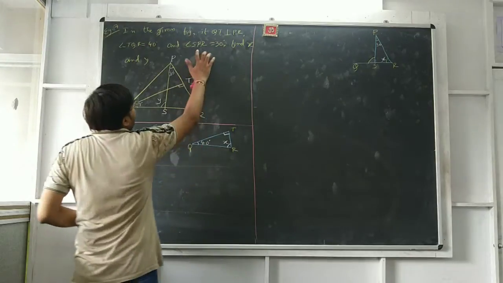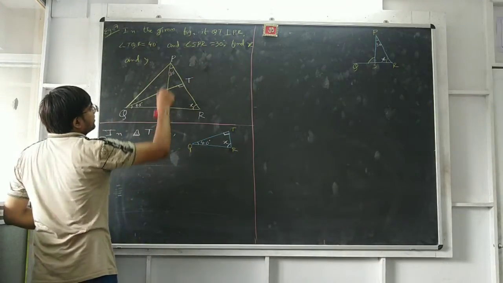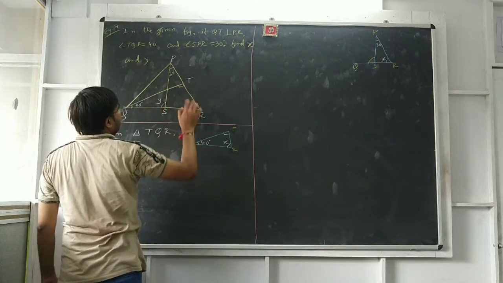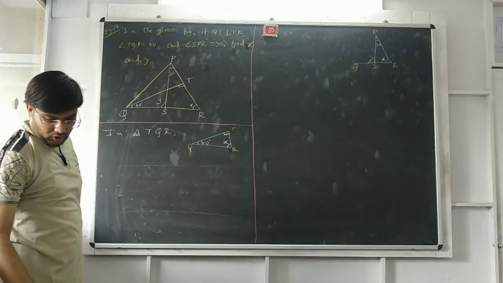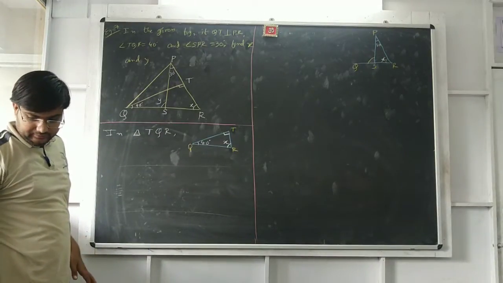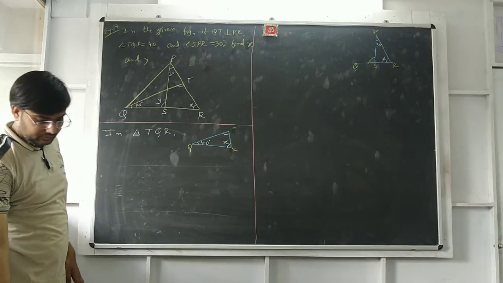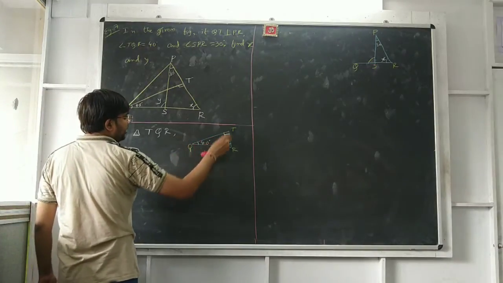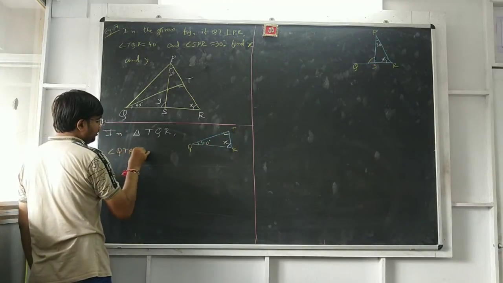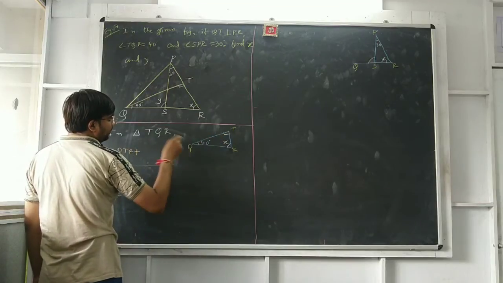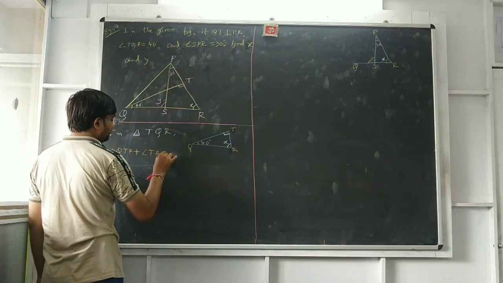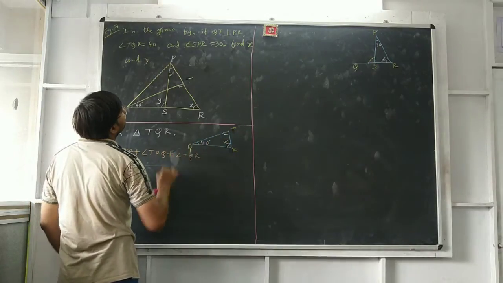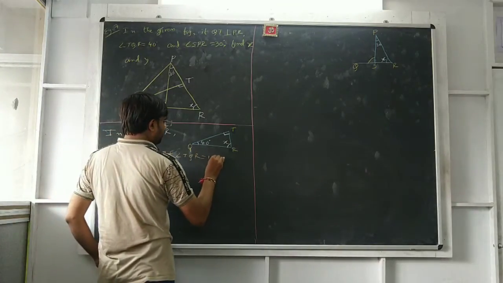Now angle SPR is equal to 30 degrees. Find the values of X and Y. X is here and Y is here. We know about the triangle: in triangle TQR, angle QTR plus angle TRQ plus angle TQR is equal to 180.